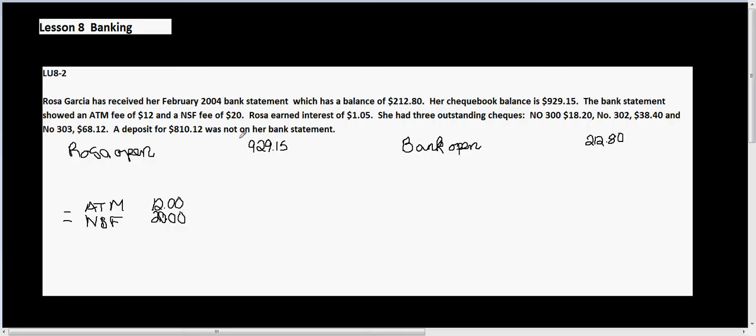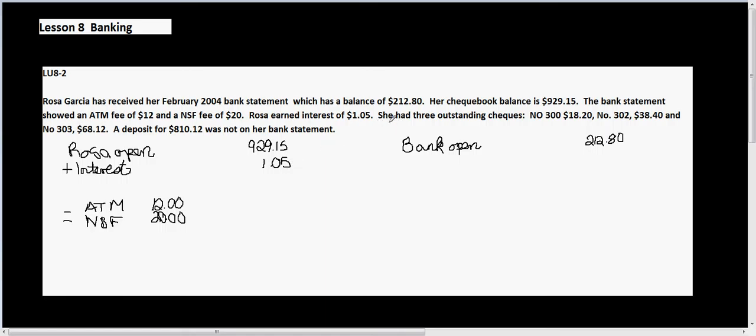What else do we know? Well, we found out that Rosa earned interest of $1.05. So if she earned interest, this is something the bank put into her account, something that she didn't know about. It's going to increase the value of her account. Interest, $1.05. I don't like to total anything up just yet. We'll read through the rest of the question, see if we find out any information that's happened.